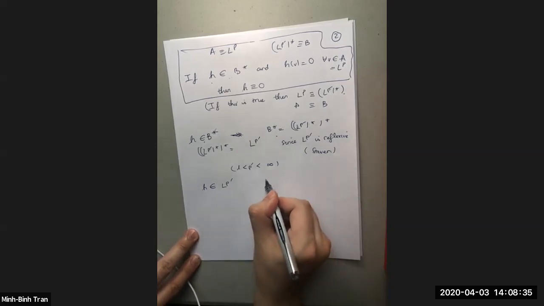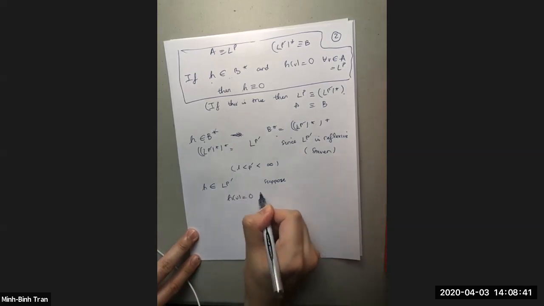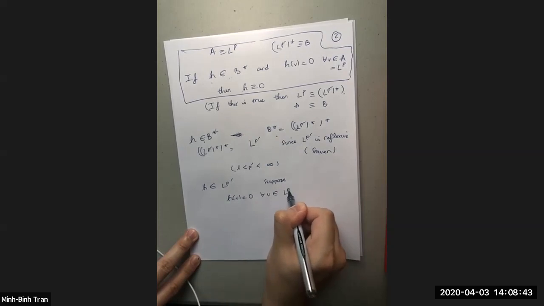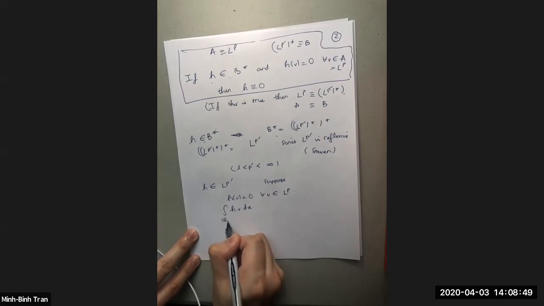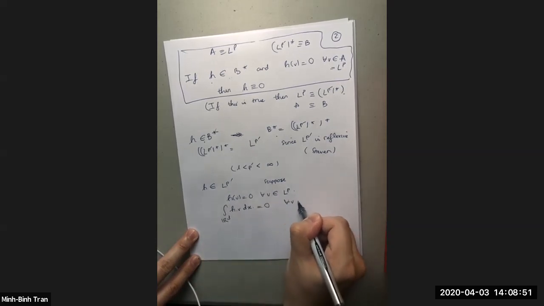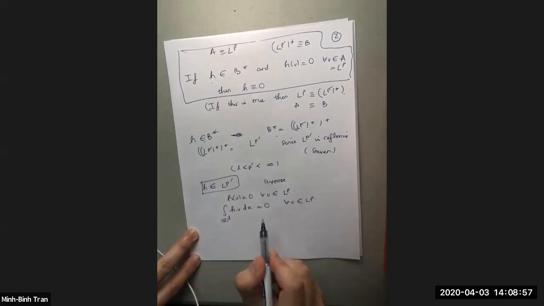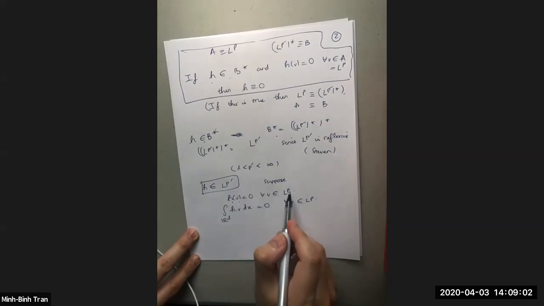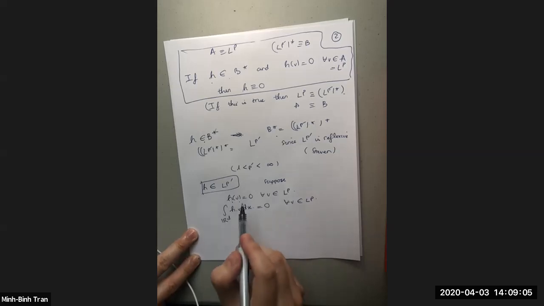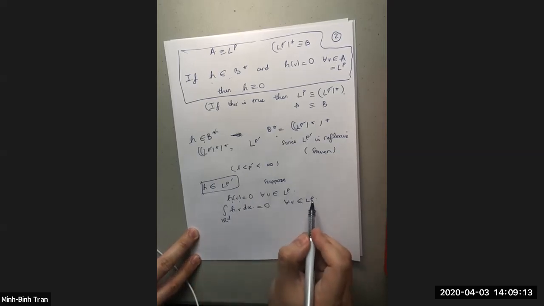And now suppose that H of V is 0 for all of the V in A, meaning that the integral of H times V dx over RD will be 0 for all of the V in LP, right? So for this H in LP prime, I say that the effect of H on V will be 0 for all of the V in LP, which means that the integral on RD of H times V dx is 0 for all of the V in LP, right?